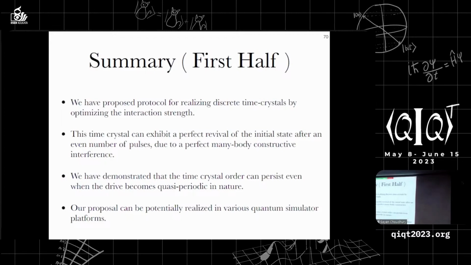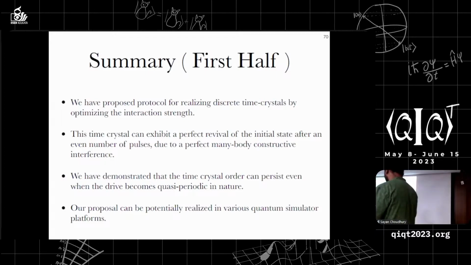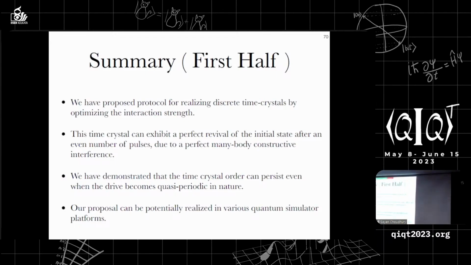So what we have done here is propose a way to realize time crystals by optimizing the interaction strength, basically by optimizing JT. This time crystal can exhibit a perfect revival of the initial state after an even number of pulses. And we have demonstrated that such behavior can persist even when the drive becomes aperiodic, albeit with a certain form of structure. And this can potentially be realized in a variety of different quantum simulator platforms.